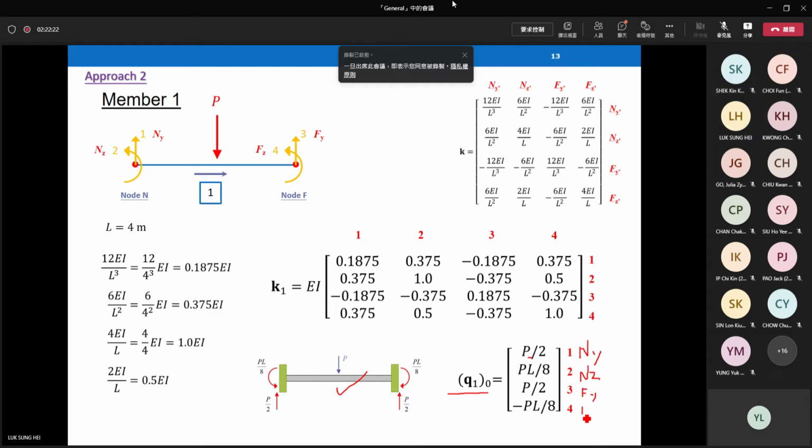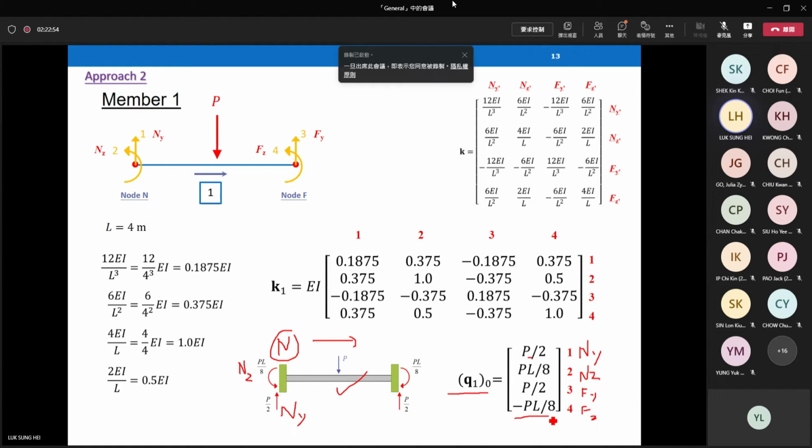Fy, Fz. What are they? Ny means the node in the Y direction, which means shear, right? And then Nz means the moment. Shear, moment, shear, moment. We follow this notation and this arrangement at member level: Ny, Nz, Fy, Fz. And then the last term.